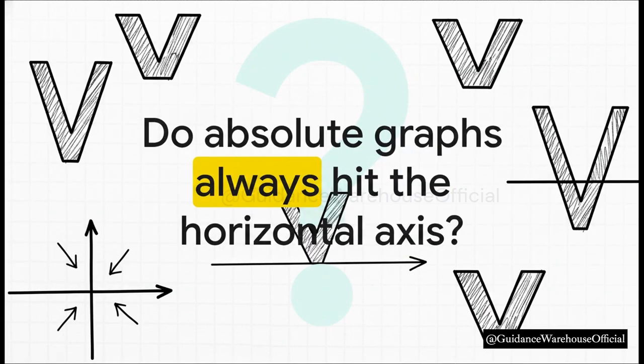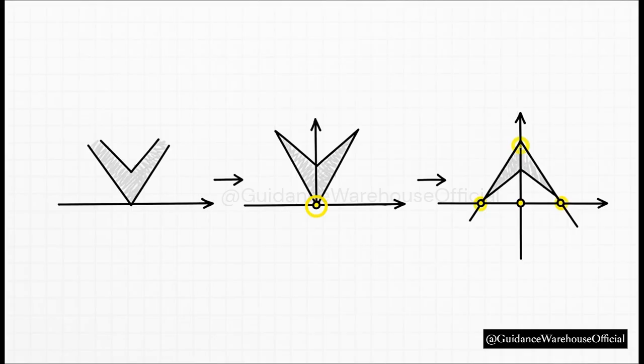Here is a super common student confusion, and definitely something you should watch out for. Do these V-shaped graphs always hit both the horizontal and vertical axes? Take a second and just picture it in your mind. So, they will always hit the vertical axis. Whenever your input, x, is 0, you will get a y-intercept. But for the horizontal axis, it's a different story.